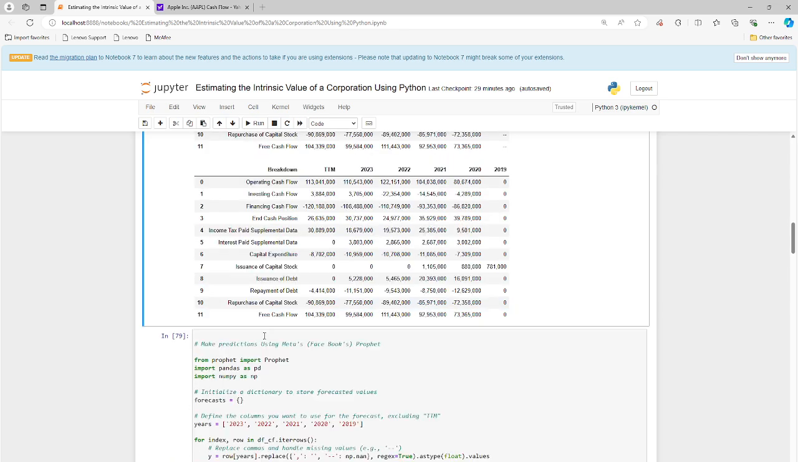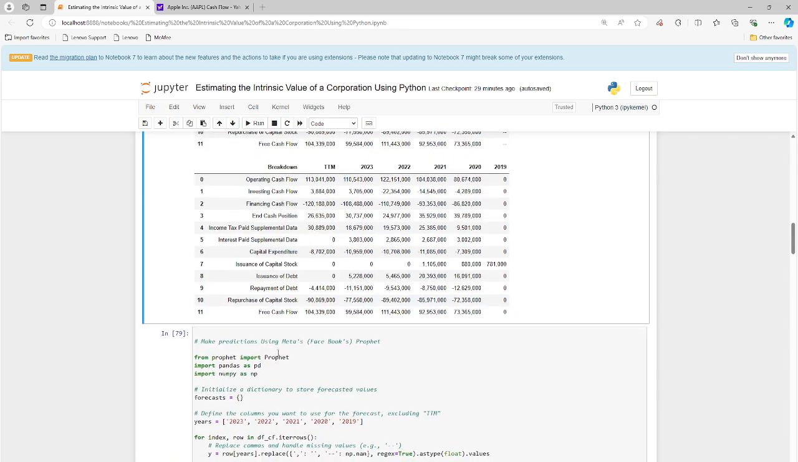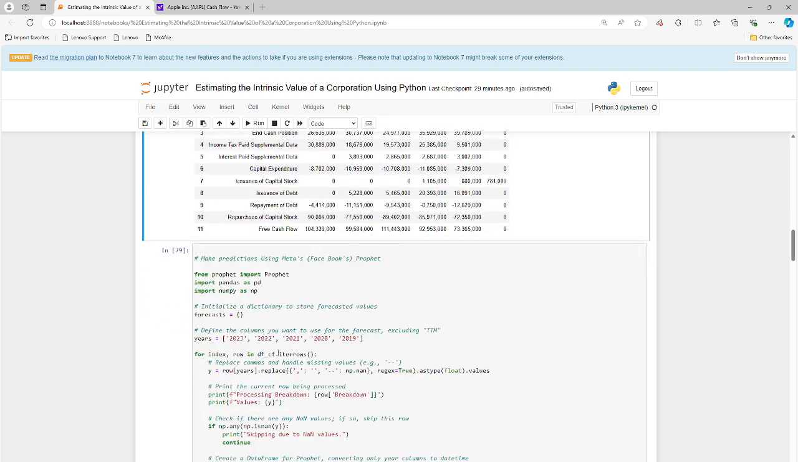So let's go down a little bit. Let's make a prediction using Meta, formerly known as Facebook. I think it's a funny name change. They changed it a couple of years ago. Good luck with that.